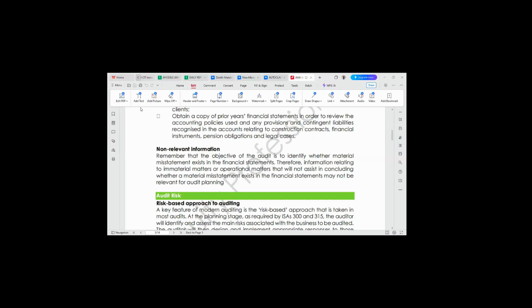Audit risk. I said that there are 3 areas you are going to focus on when you are designing your audit plan: audit risk, materiality, and the nature of the environment in which the client operates, whether it is computer-based or a manual system. Let's start with the first one. What is audit risk? Audit risk is the risk that the auditor will give an inappropriate audit opinion. That is audit risk.